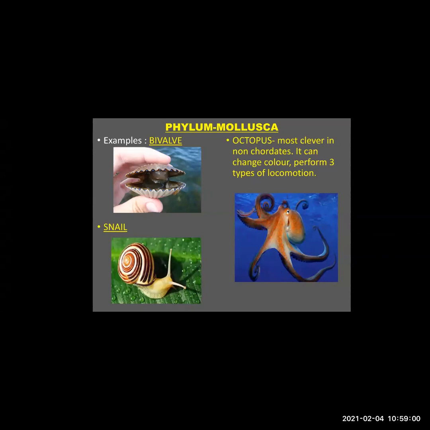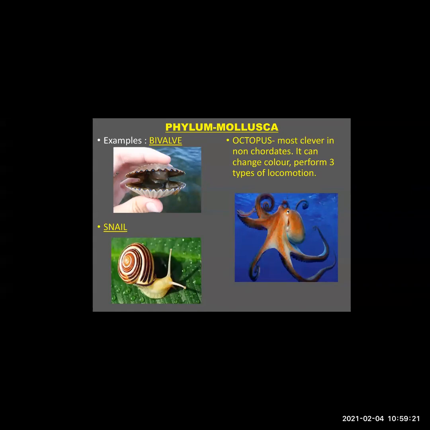It can change its color in order to adapt itself to the environment, or to camouflage, to protect itself, and also to fool the prey. So it can change color. Even locomotion. What type of locomotion can you see in octopus?